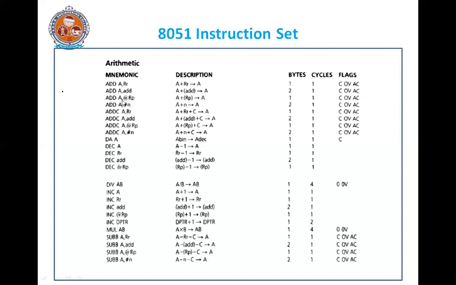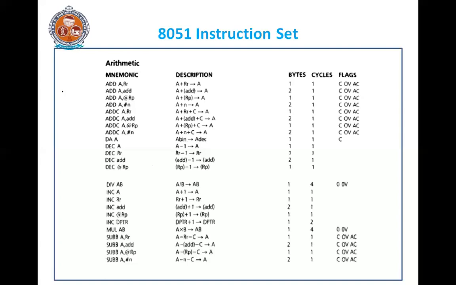Next, ADD A, @Rp. Here @ means it is an address. So it takes the content at that particular address, the two contents are added, and the result is again sent to the accumulator register. This is #n, which means directly the content n is added to the accumulator register, and the result is stored in the accumulator register. So these are ADD instructions; ADDC means add with the carry.